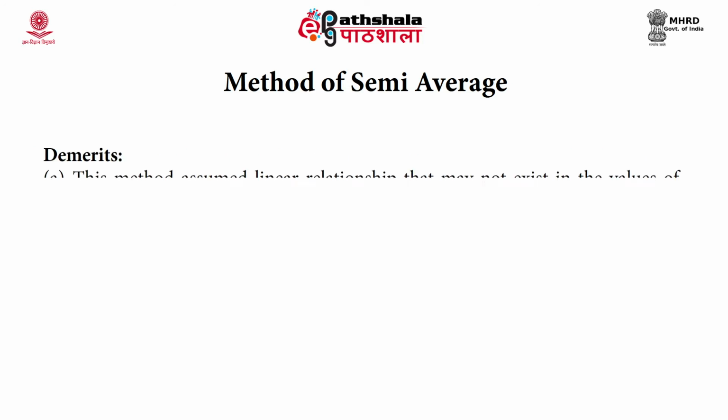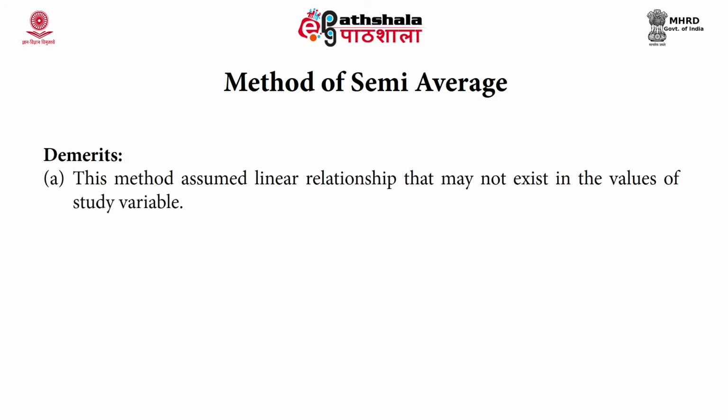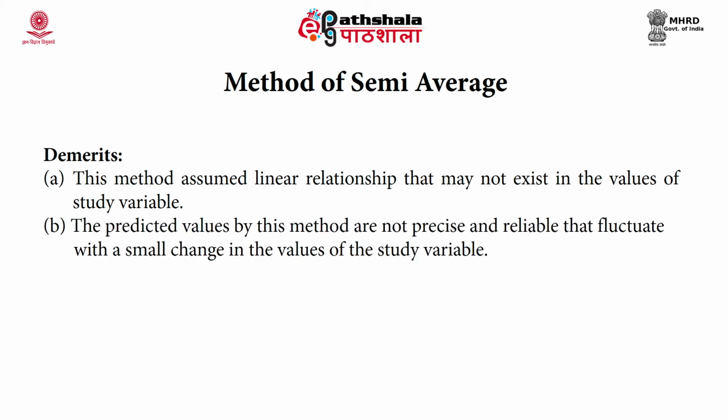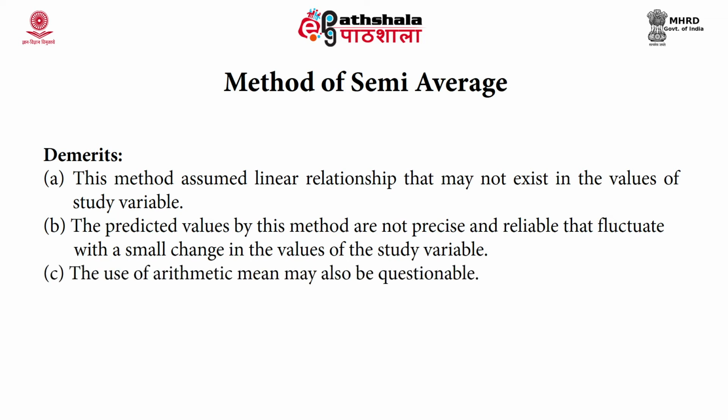What are the demerits? This method assumes a linear relationship that may not exist in the values of the study variable. The predicted values of this method are not precise and reliable, and fluctuate with small changes in the values of the study variable. The use of arithmetic mean may also be questionable.